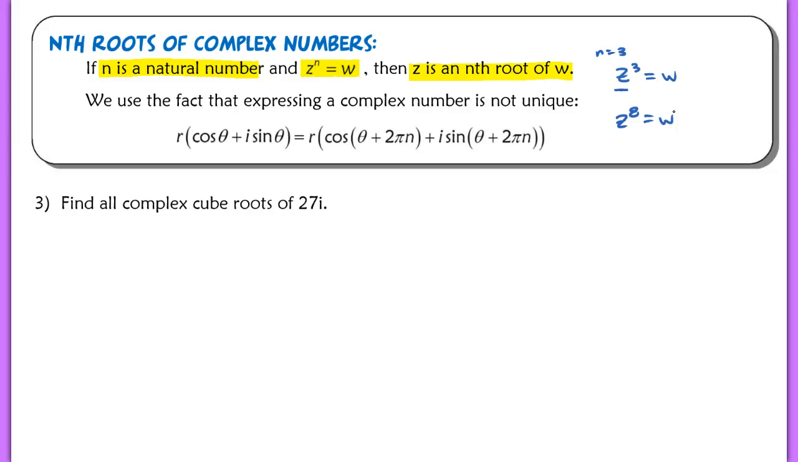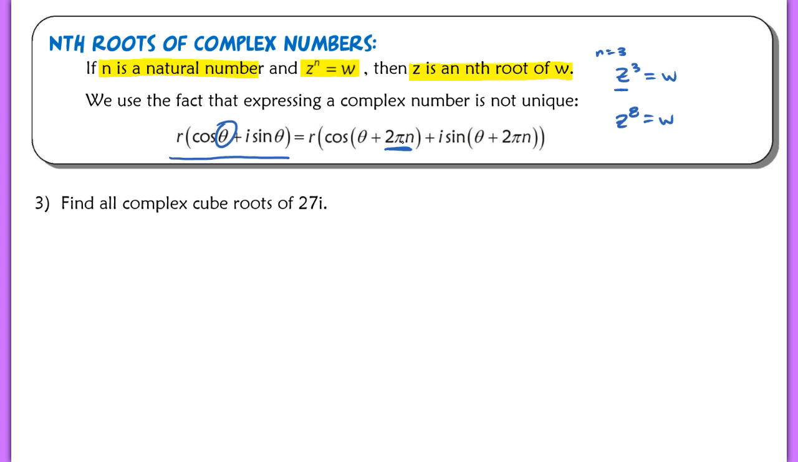But one of the things that we're going to rely on is the fact that when you express a complex number in its polar form, so for example, r cosine theta plus i sine theta, this is not unique because I can always add to theta 2 pi. 2 pi n would represent an infinite number of angle values that would give the exact same values for cosine and sine because those are periodic functions.